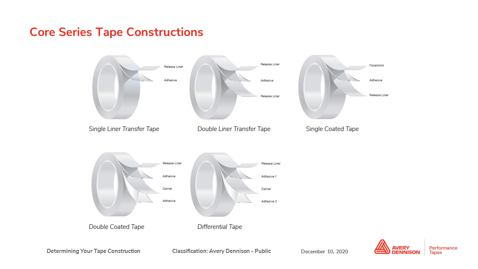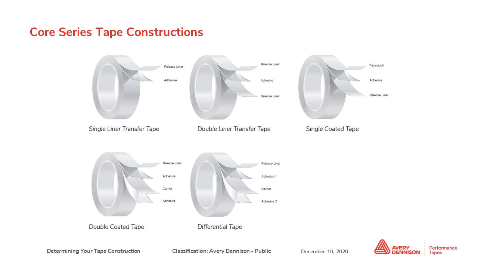So first up, we have constructions. And you can see here that Avery Dennison offers a variety of different tape constructions within the core series and definitely beyond the core series as well. The tape construction I would define as basically the material stack up of our tape, okay? So if you look at these, you can see there's a different amount of materials going on here.